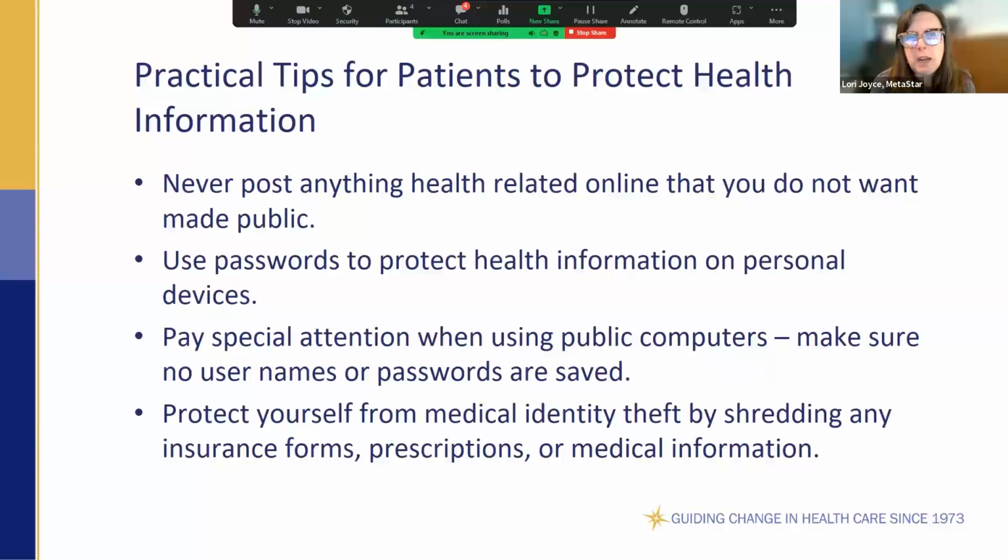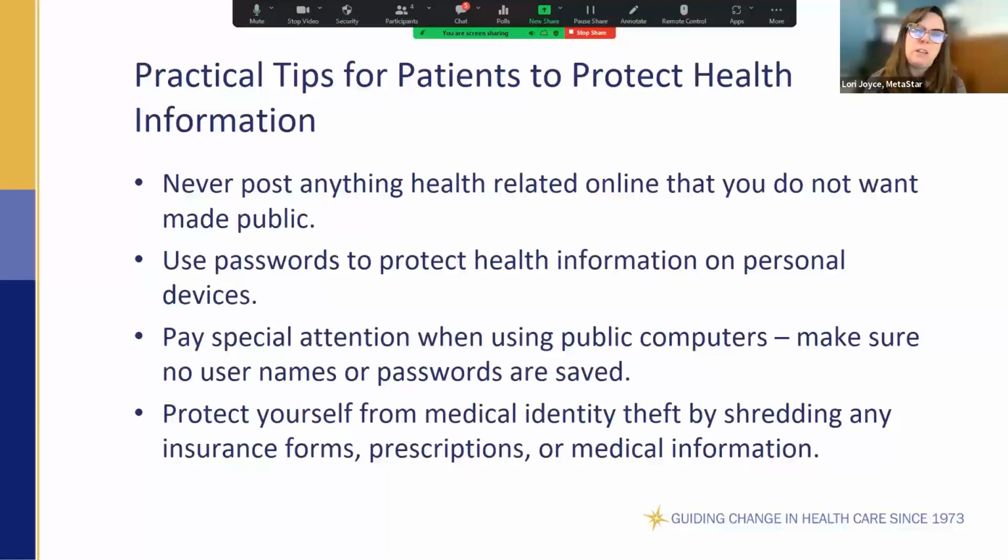And then also pay special attention when using public computers. Many patients still use places like the library on a regular basis to access the internet, especially if they don't have great broadband service at home. So make sure that no usernames or passwords are saved on those devices.